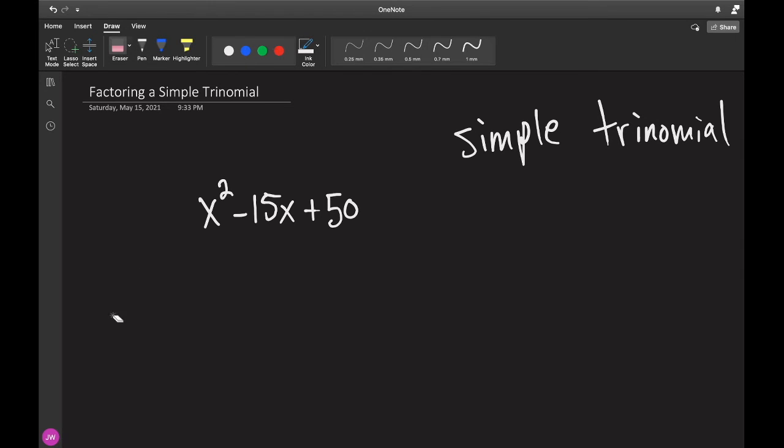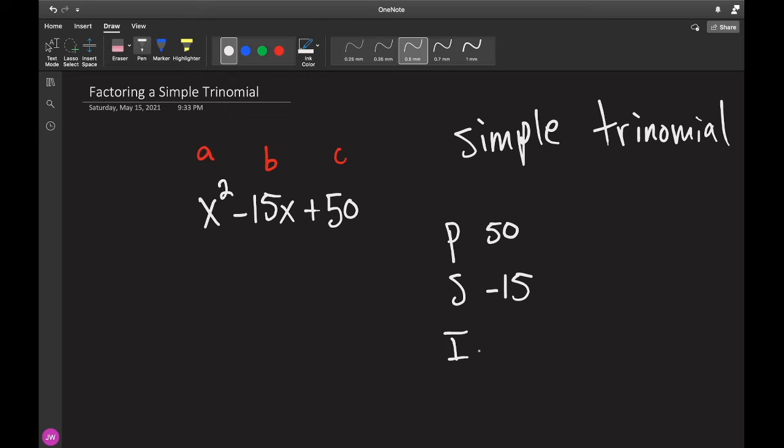So what you're going to do is set up your PSI. The product is always the product of the a value times the c value. So you can see it's 1 times 50. So the product is 50, and the sum is always the b value, which will be negative 15. So I need to find two numbers that multiply to 50 but add to negative 15.